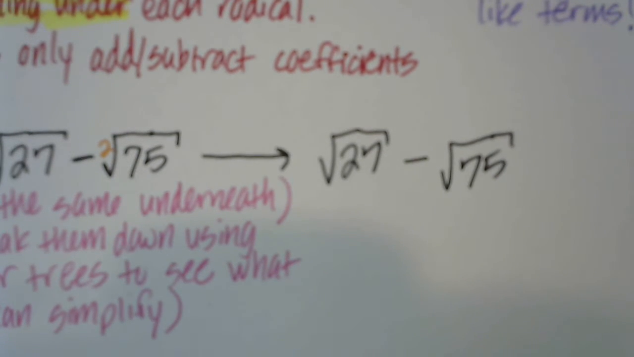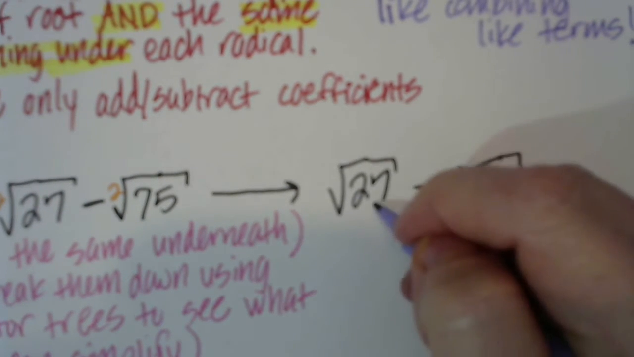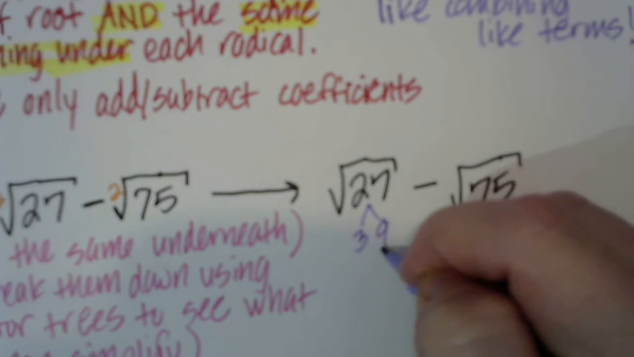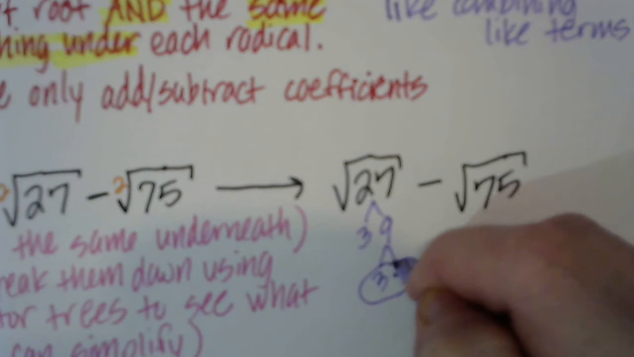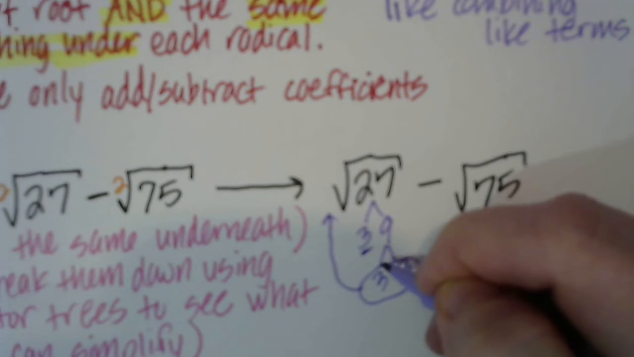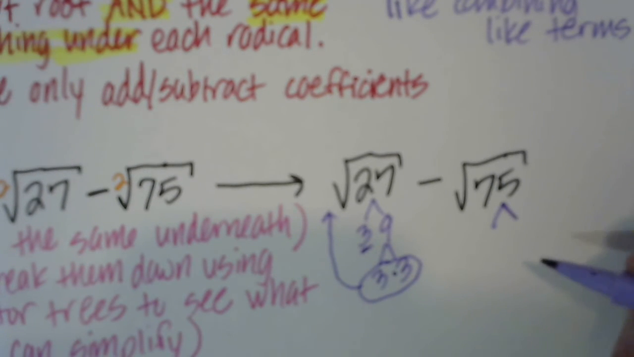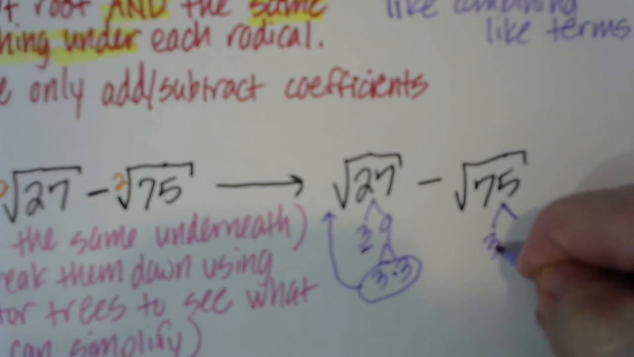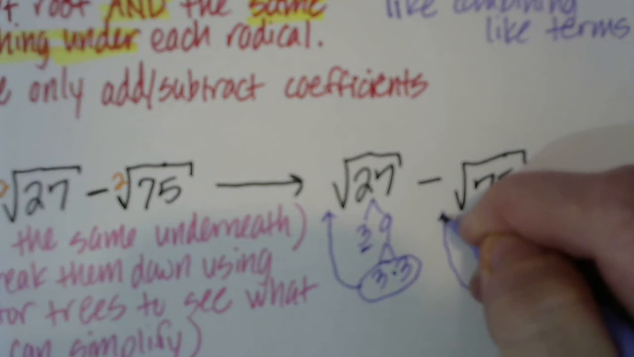Well, I know that 27 is 9 times 3. So if this is a square root, I can take this pair out, but then this 3 will have to stay on the inside. 75, you can think of whatever gives you 75. I know I'm going to start with 3 times 25. 3 times 25 is 75. And then that's 5 times 5. So there's a 3 that stays in there, but I can take the 5 out.